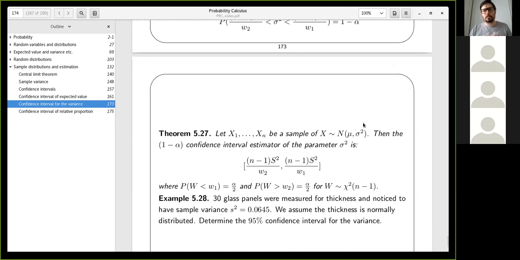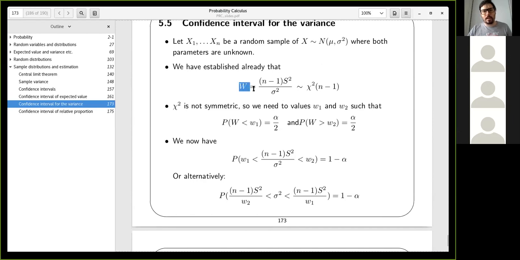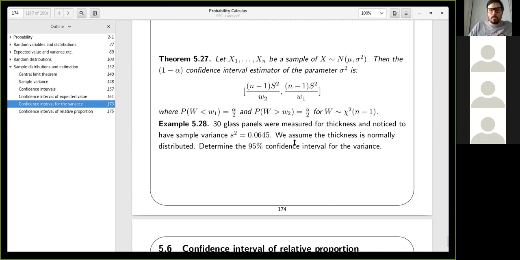Then, for variance, the other formula which you need to understand is that this is chi-squared distributed. This is the equivalent of the normalized sample variance, and it has the chi-squared distribution. And here, using the sample variance, is the estimator of the confidence interval.